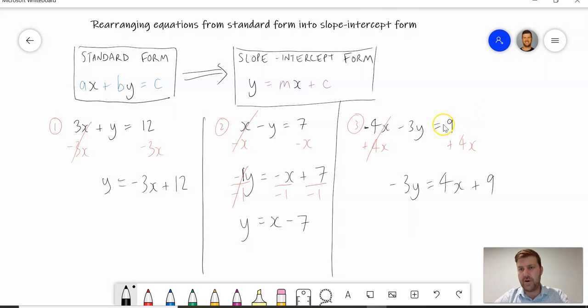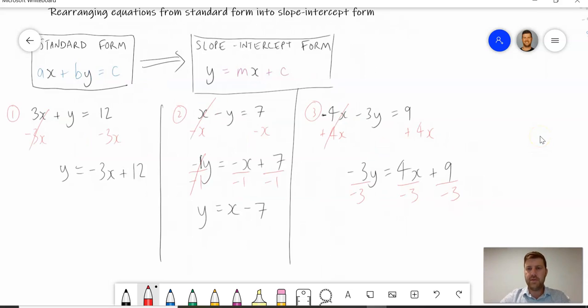Again, that's a positive 9. Now I just need to get rid of this coefficient of minus 3. Again, what's happening between the coefficient and the variable y is multiplication. So the opposite of that is to divide. Divide by minus 3 on the left-hand side. If I do that, I need to do the same on the right-hand side. And I'm going to do that to all the terms on the right-hand side. There's 2 of them. So 4x divided by minus 3 and positive 9 divided by minus 3.